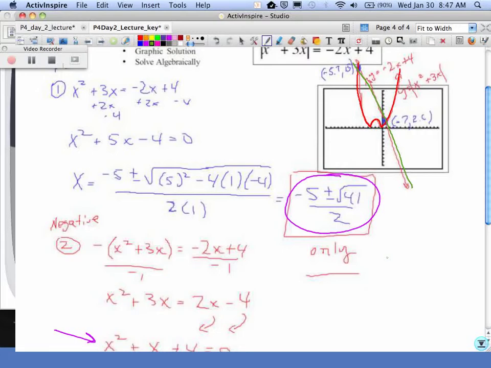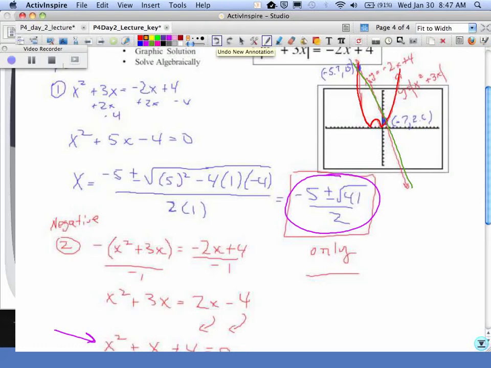How many times could the linear touch the W? 4 times. If my linear went right here, it would touch 4 times. It could touch 3 times. It could touch 2 times. It could touch 1, I guess, or 0. So there are possibilities that you'd get 4 solutions here.